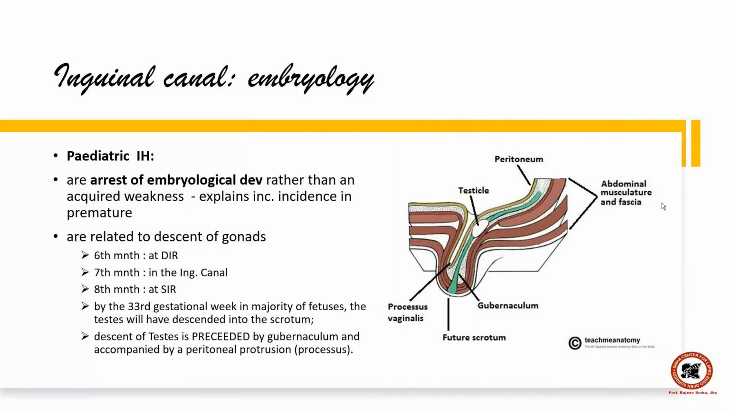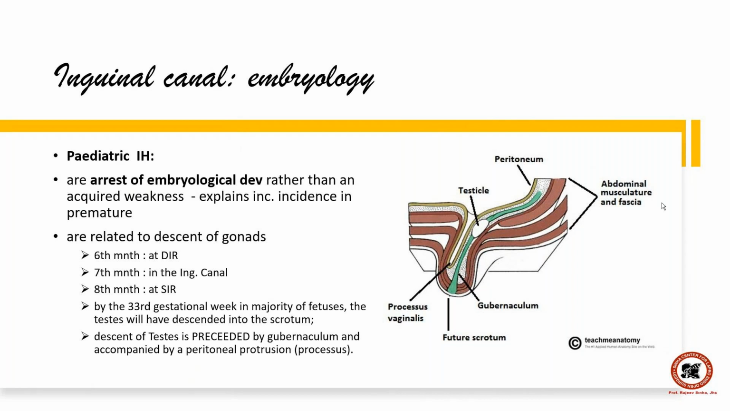part. So basically, what we're looking at is that in patients with pediatric inguinal hernias, there is a risk of embryological development rather than an acquired weakness, as compared to the adults where we say that it's an acquired weakness of the posterior wall. So here in pediatric inguinal hernias, we're looking at an embryological defect in development. So what is this defect in development? It's related to the descent of the gonads.